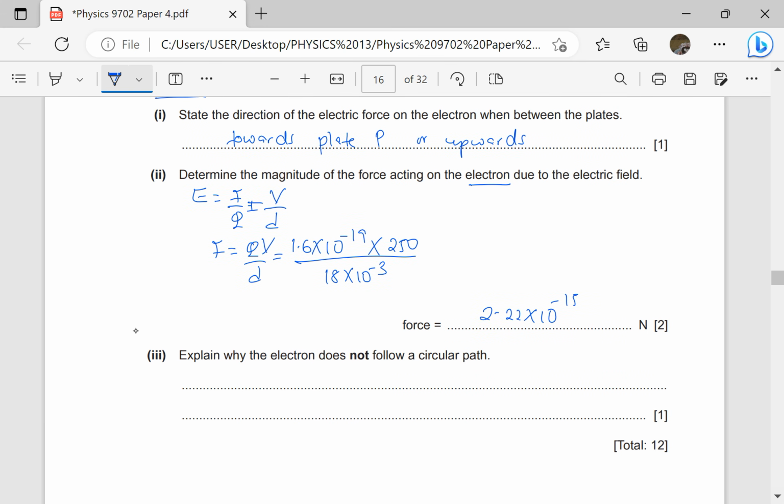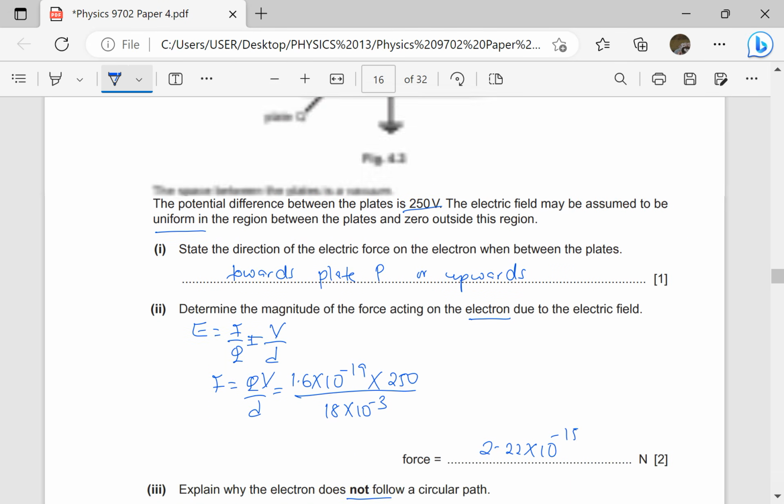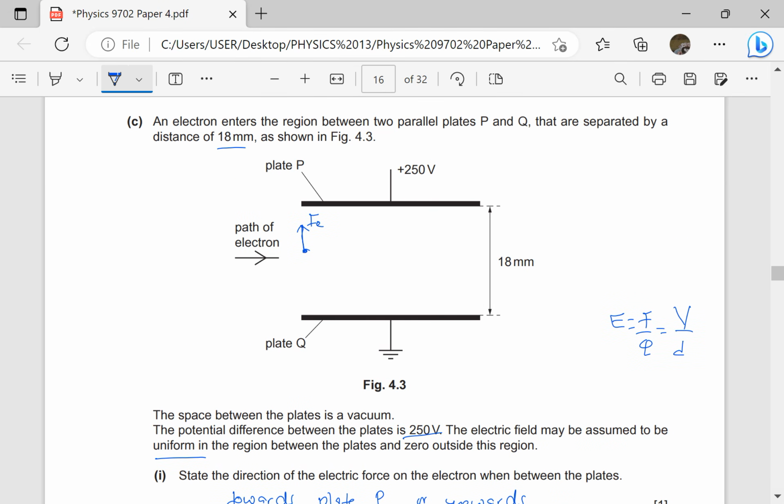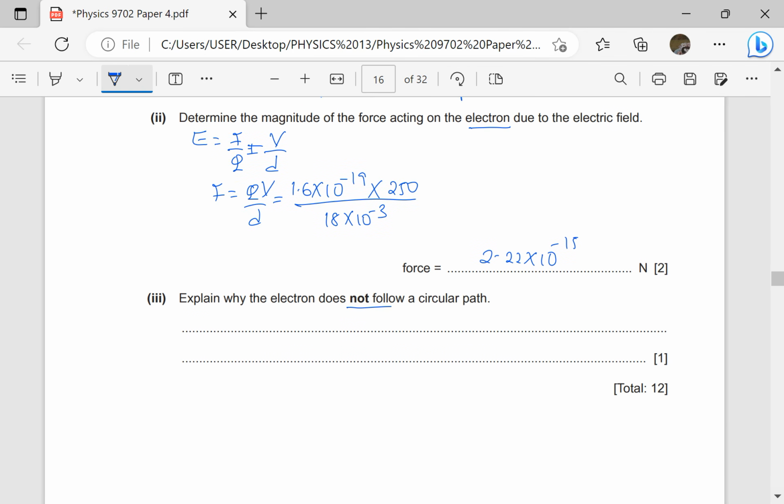Explain why the electron does not follow a circular path. Of course, I have just mentioned that the force is always vertically upwards. The force is not perpendicular to the direction of the velocity of the electron. It is just vertically upwards, always in the same direction towards P, so it does not provide the centripetal force. Therefore, the electron does not follow a circular path.